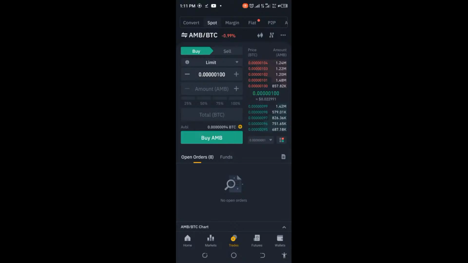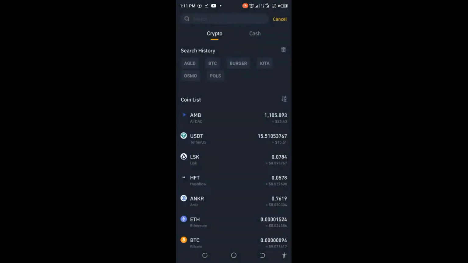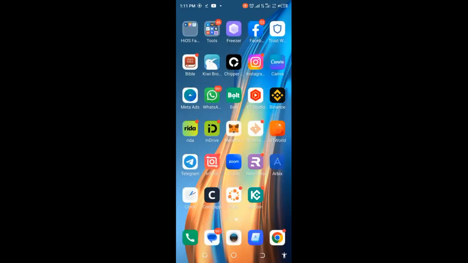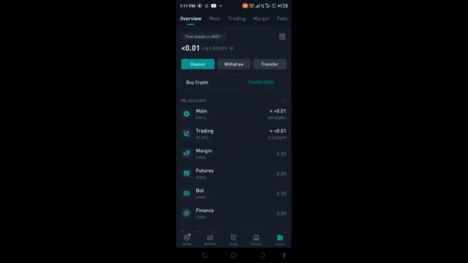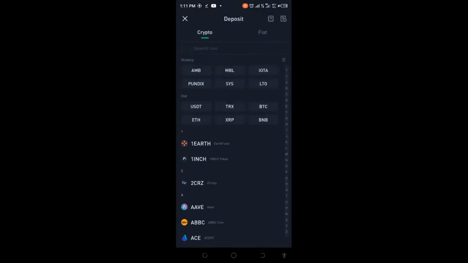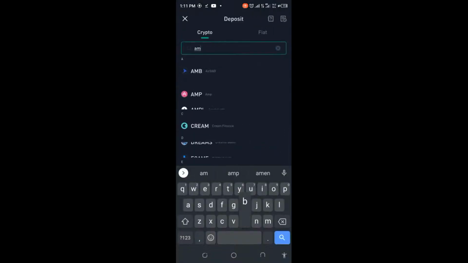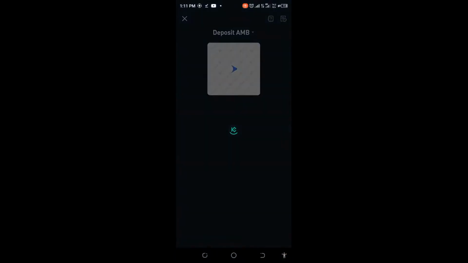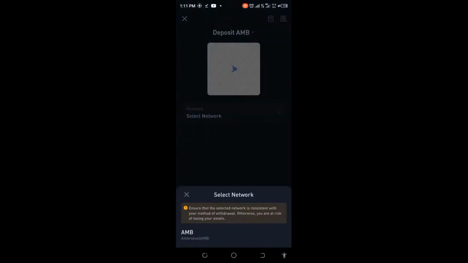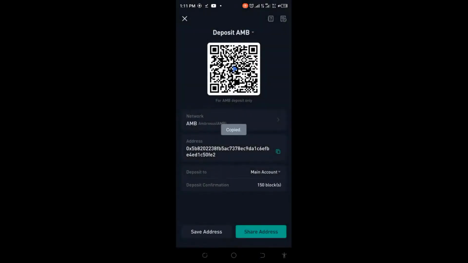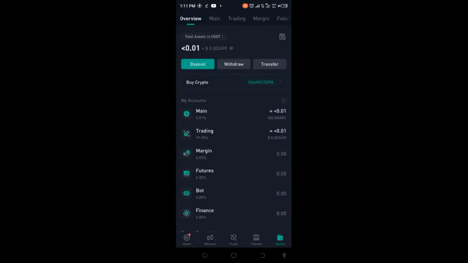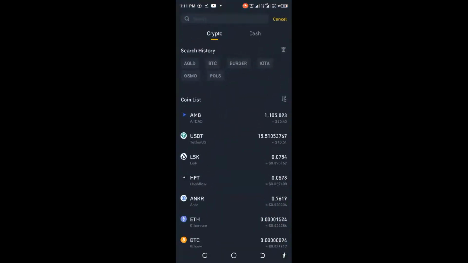What we're going to do is go to withdraw. Once we've gone to withdraw, we're just going to get the deposit address from KuCoin. So what's the deposit address? Let's go there, deposit, and we put the AMB there, then we'll copy it. We're just going to have to copy the address. You just see it's AMB, and make sure it's the same network as the one that you're sending from.